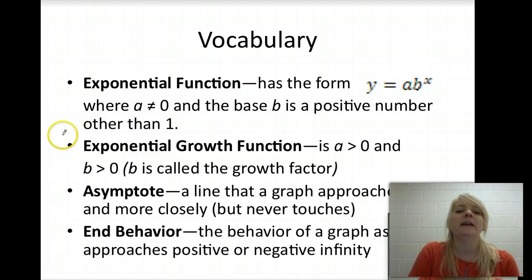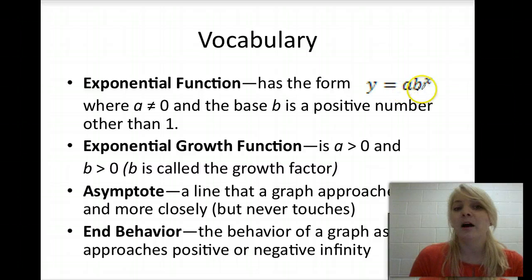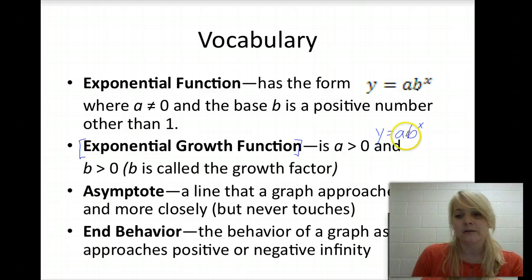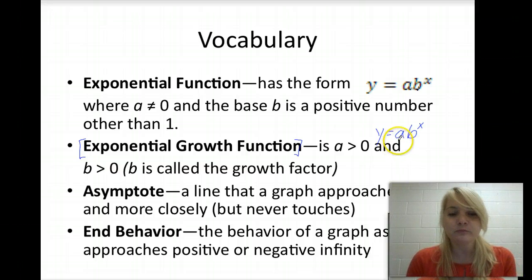Where a cannot equal 0, because if a equals 0, it would cancel out the whole function, and the base b is a positive number other than 1. Today we're just going to be looking at the exponential growth function, and that is when your a value in the form y equals a times b to the power of x is greater than 0 and your b value is greater than 1. Now, we also refer to b as our growth factor because that will affect the shape of the function.